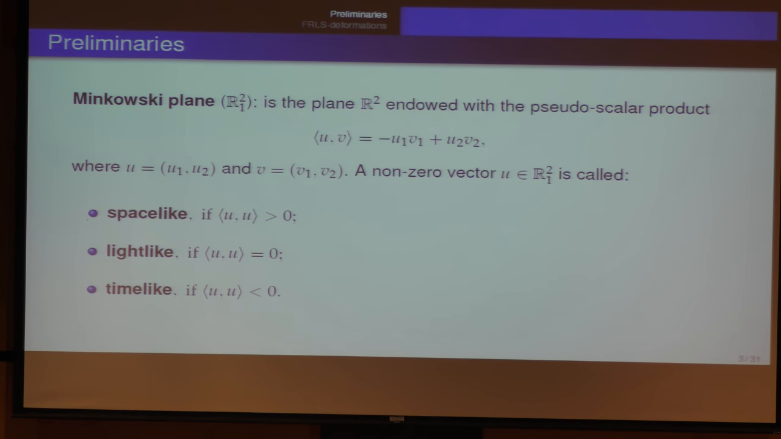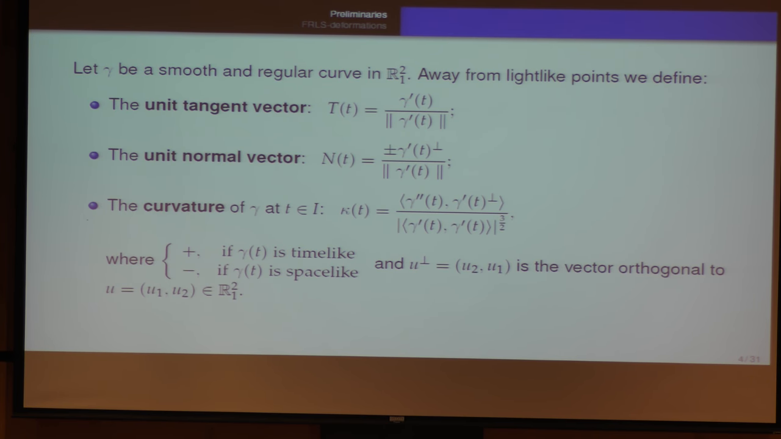Okay, what is an inflection point here? We want to study the geometry of curves. And what is the differential geometry here in the Minkowski plane? If you have a smooth and regular curve in the Minkowski plane, then away from light-like points, we can define a unit tangent vector in this way. We note that it is the same as in the Euclidean plane. And we define the unit normal vector in this way, where the sign plus applies when the curve is time-like and the sign minus applies when the curve is space-like.